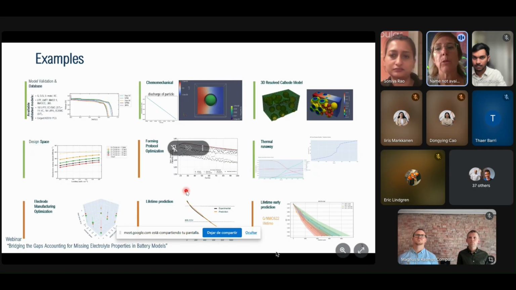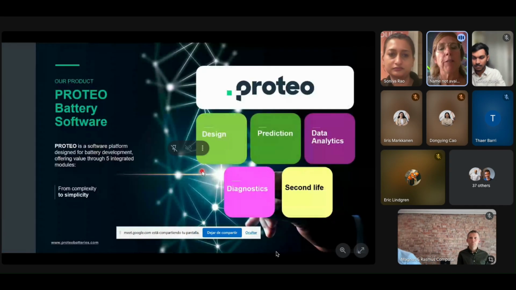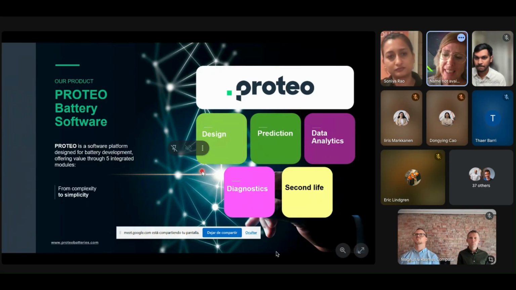And something that we have done also is embed artificial intelligence, where we've dedicated a lot of effort to predicting the lifetime and also safety scenarios. Yeah, and this is the information on the web page application I was talking about in the beginning, called Proteo. So just as a brief introduction of our capabilities.